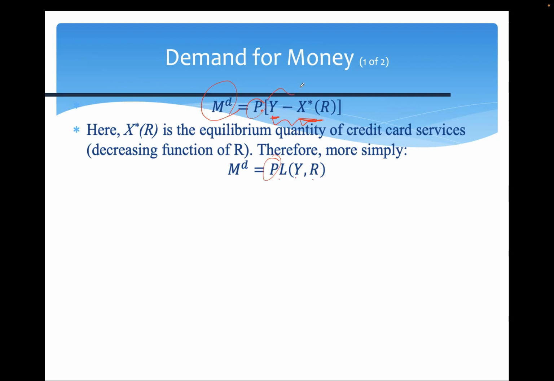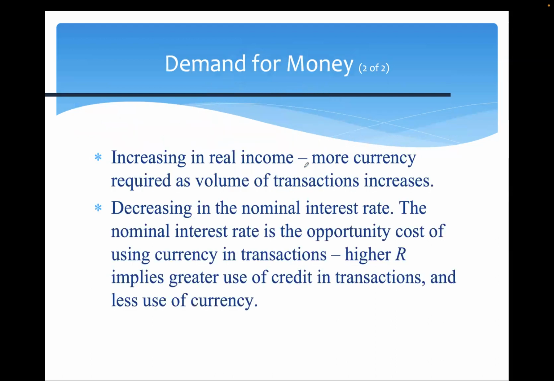Why? Because this is the total transactions that go through with currency or cash. It's going to be determined by Y, the total volume. Also, it's going to matter with R, as we just explained. So if R increases, people find it makes more sense, or at the margin it's cheaper, to use credit cards. Hence, the money demand is going to be determined by three things: for sure the price level, total output or total demand, and the nominal interest rate.